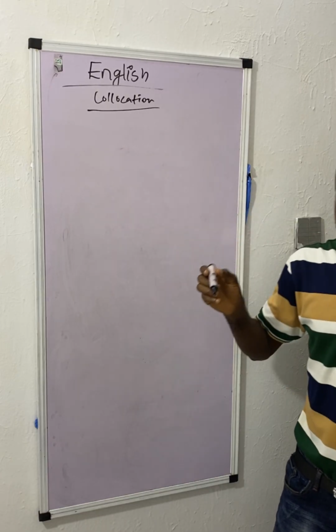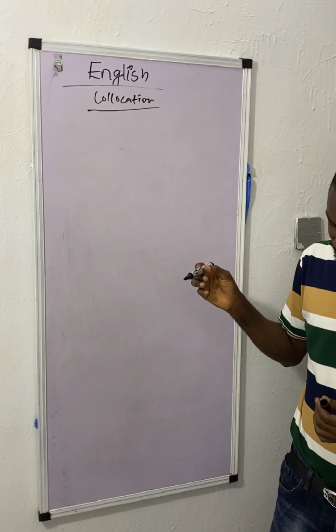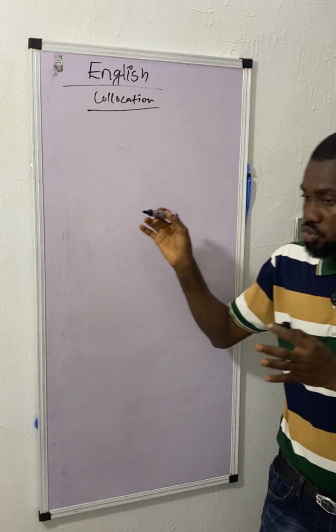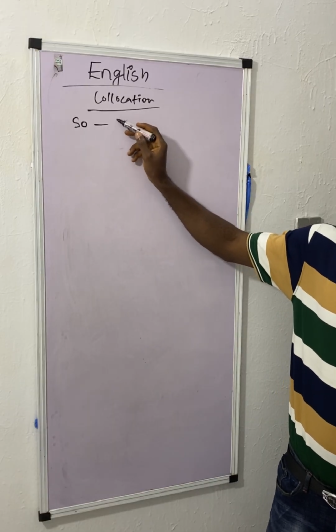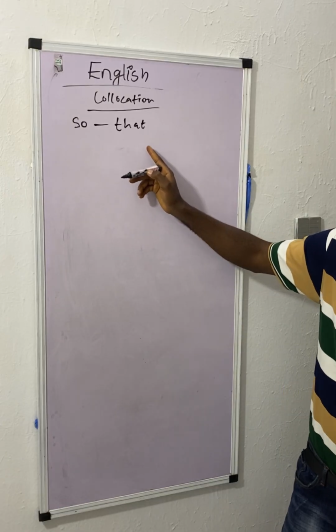All right. For example, one word collocates with the other. That's, they always appear together. If you use one, you must use the other one. For example, so collocates with that. Collocates with what? That. Anytime you use so, there's always a need for you to use that.